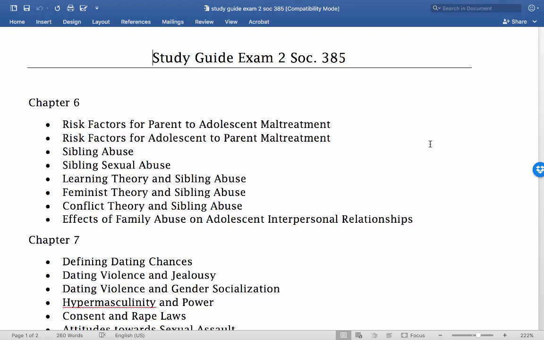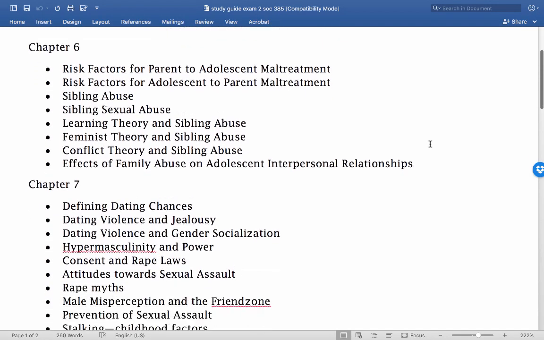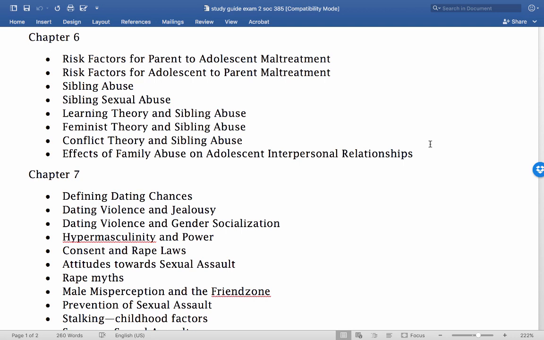Alrighty, so this is the study guide review for exam 2. For chapter 6, I'm just looking at the risk factors for parent to adolescent maltreatment, such as low warmth, conflicts between parents and children, and if they use a lot of harsh discipline, that kind of stuff that it talks about within that section of the chapter.